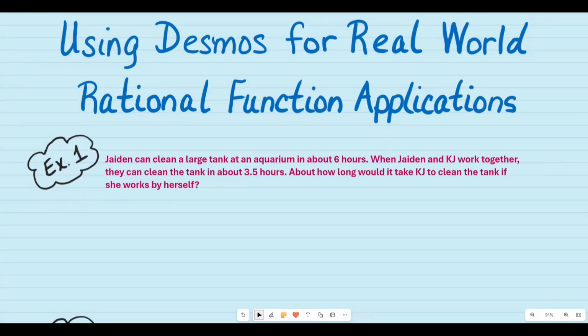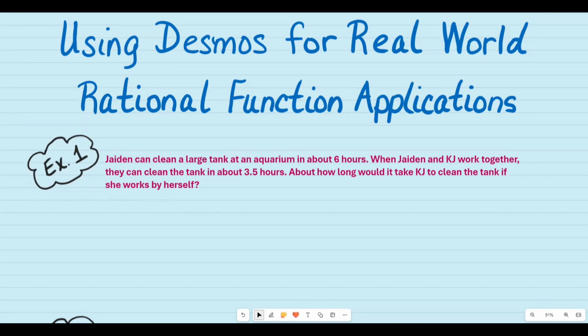Today I'm going to discuss using Desmos for real-world rational function applications. So for example 1, Jaden can clean a large tank at an aquarium in about 6 hours. When Jaden and KJ work together, they can clean the tank in about 3.5 hours. About how long would it take KJ to clean the tank if she works by herself?